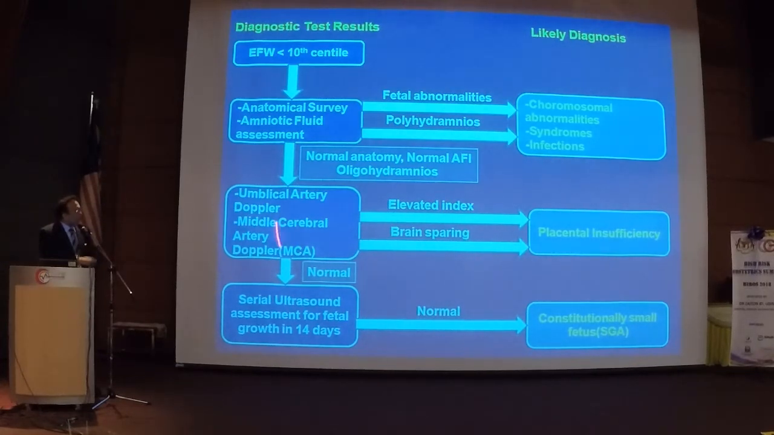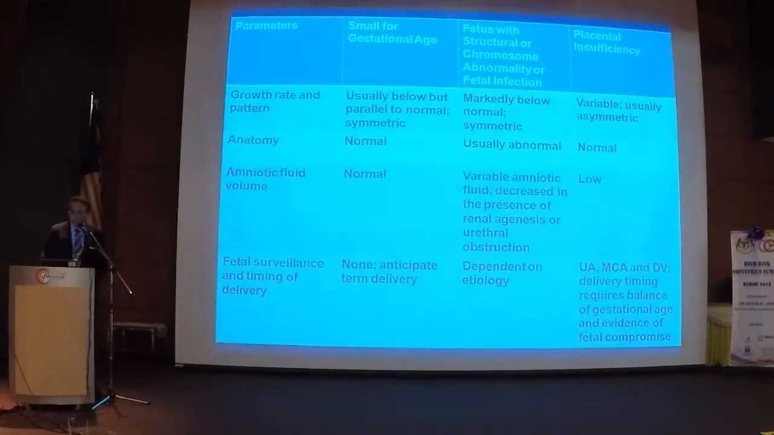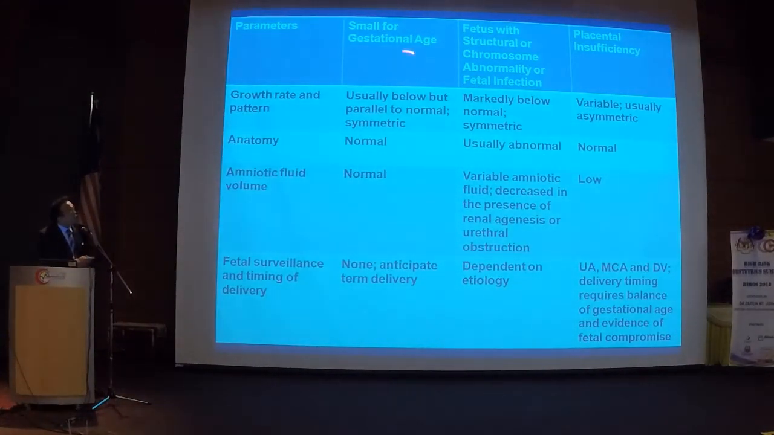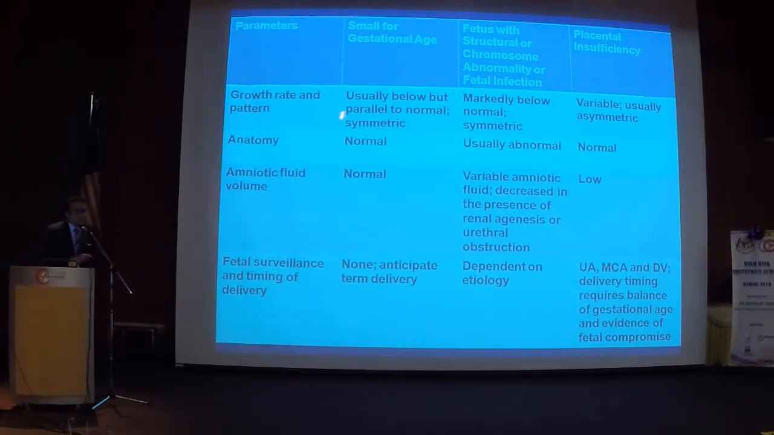If all is normal, Doppler is normal, the liquor appears to be all okay, and everything is fine, what we need to do is think about a constitutionally small baby or SGA. So we need to serially follow up this patient. We need to do an ultrasound at an interval of every 2 weeks or so. So this is how we do the check. This is how the flow is supposed to be. So remember the conditions: small for gestational age, structurally small baby, chromosomal abnormality, structural abnormality, fetal infection, placental insufficiency. So remember the growth rate in a constitutionally small baby is usually, it's a small baby, but everything is normal.